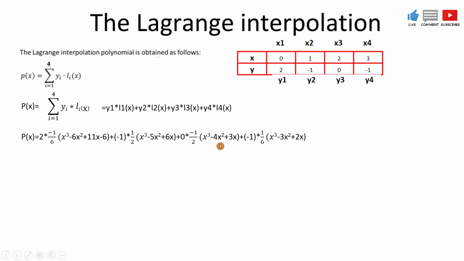The third term will be 0 because 0 multiplied by any number will be 0. By more simplification, we get this. 2 multiplied by minus 1 over 6 will be minus 1 over 3. And here, minus 1 multiplied by 1 over 2 will be minus 1 over 2. And this one will be 0. And 1 multiplied by minus 1 over 6 will be minus 1 over 6. And in the bracket, it's still the same.